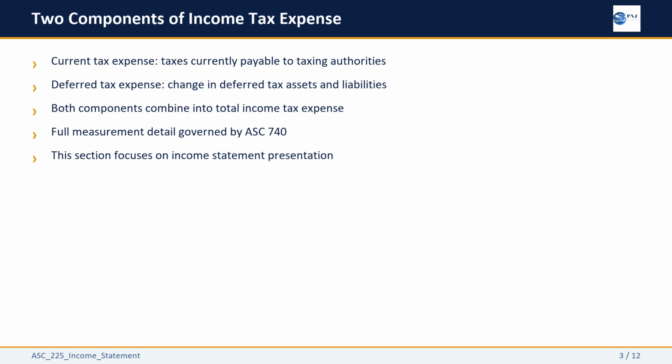Before we look at how income tax expense appears on the income statement, it helps to understand what is inside that number. Income tax expense has two parts. Current tax expense is the amount of tax actually owed to taxing authorities for the current period based on taxable income. Deferred tax expense reflects the change in deferred tax assets and liabilities, timing differences between when income is recognized for financial reporting versus when it is taxed. The full measurement rules live in ASC 740. Here, our focus is how these components are displayed and disclosed.